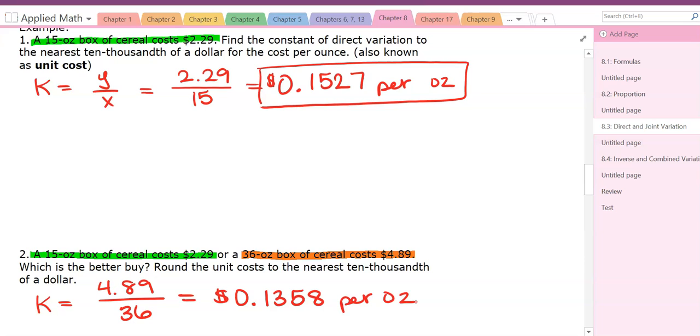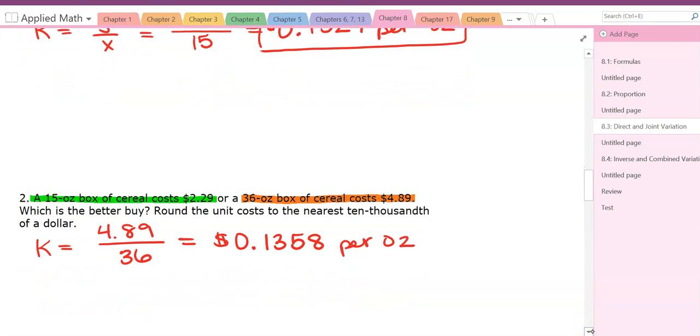Which one's cheaper? Yeah, the 36 ounce box is going to be cheaper because it's costing me a little over 13 cents per ounce, where the other one is costing me 15 cents per ounce. Okay, so we would then say that the 36 ounce box is a better buy because it costs less.